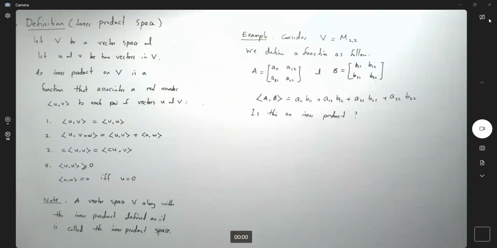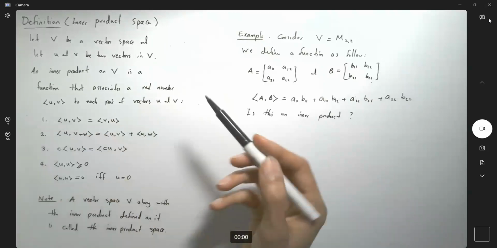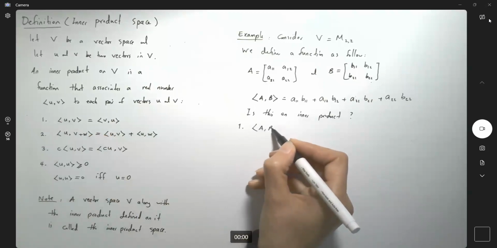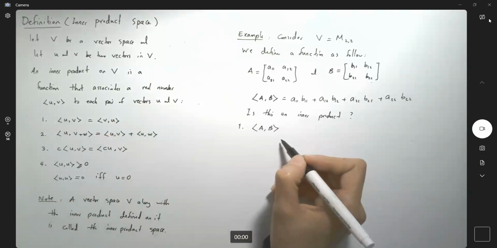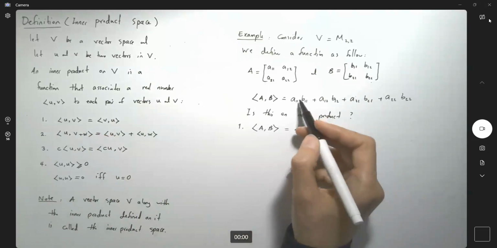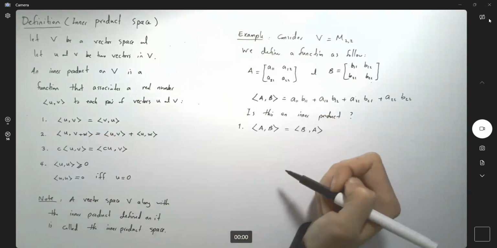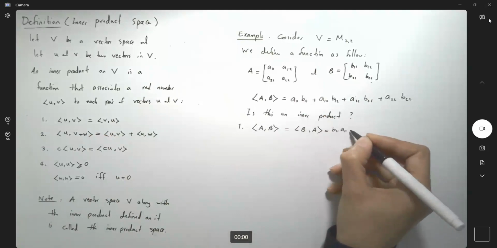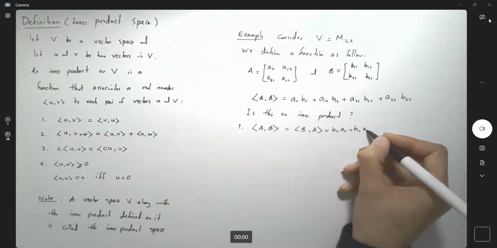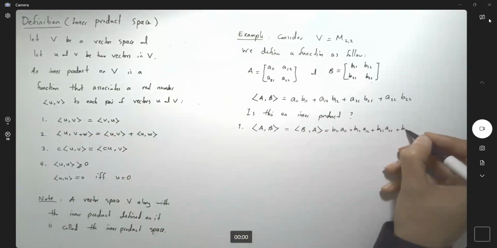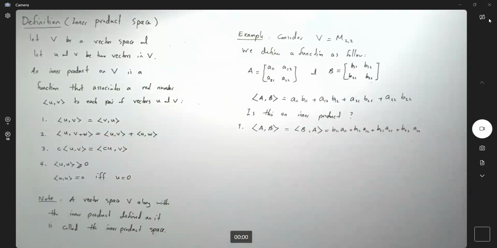As you know, we need to check these 4 axioms. The first one is obvious. The inner product between A and B is the same as the inner product between B and A, because you can easily switch these around. This is equal to B11 A11 plus B12 A12 plus B21 A21 plus B22 A22.